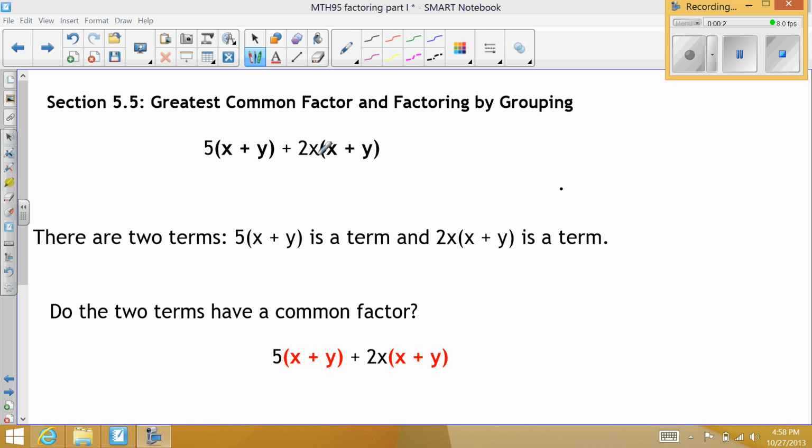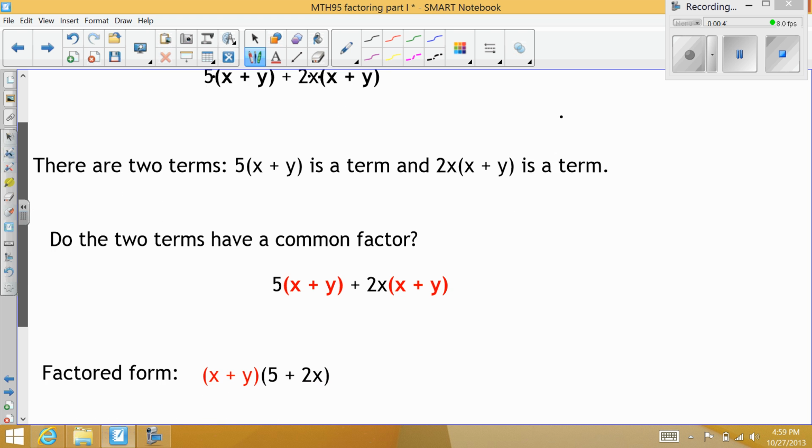The 2x is a factor. Well, technically the 2 and the x plus y are all factors because they're joined by multiplication. So we have the two terms, and the two terms, you may have noticed, have a common factor. The x plus y and the x plus y is common to both of these.